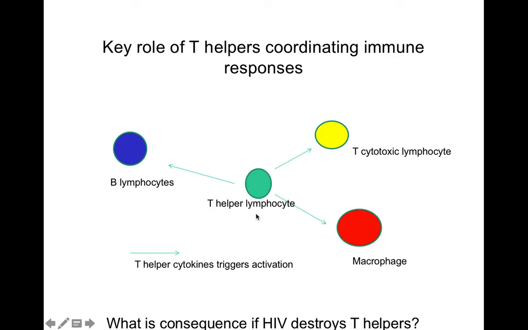So how do the T helpers help these B lymphocytes? Well, in the presence of T helper cytokines, the B lymphocytes will undergo this amazing process called class switching. So in response to the T helper lymphocytes, the B lymphocytes can switch from making IgM to IgG. And we're going to say, you guys, IgG is the best antibody because it can provide all the protective functions of antibodies: neutralization, agglutination, opsonation, complement activation.